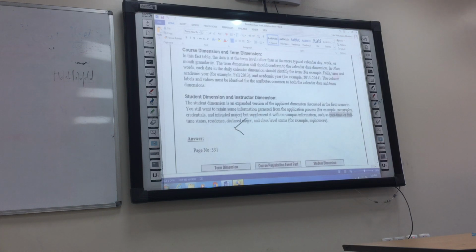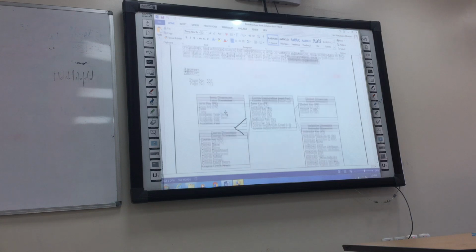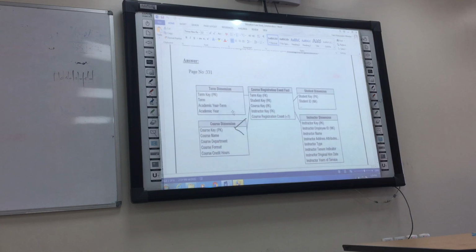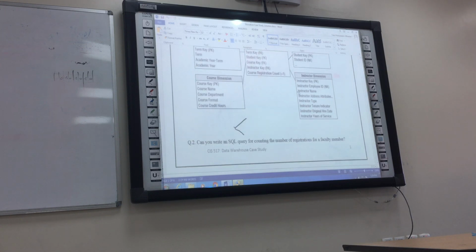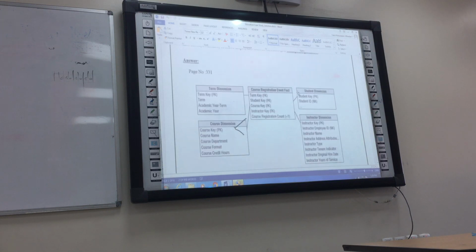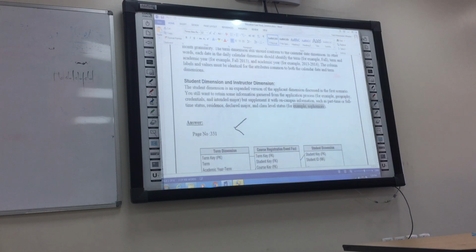Residence, declared major, class level status, for example. This is also for the students now. I'm speaking also about the students. So let's go to where the students are. Students just here have 2. So this means that you have to add more. So if there is a question asking what are the remaining attributes that should be added to the student based on this.